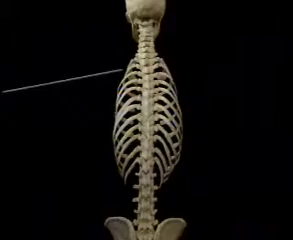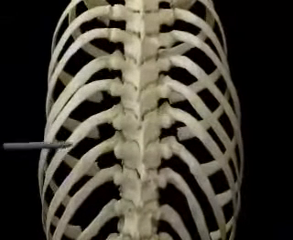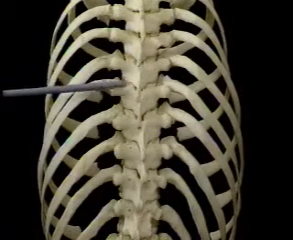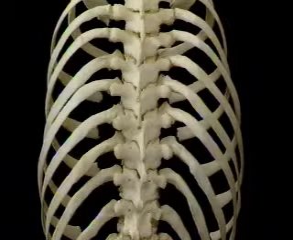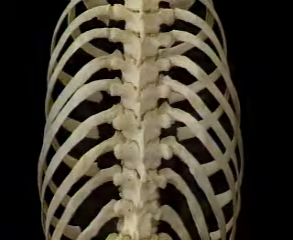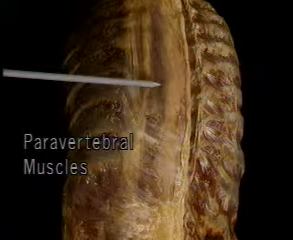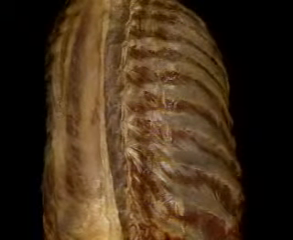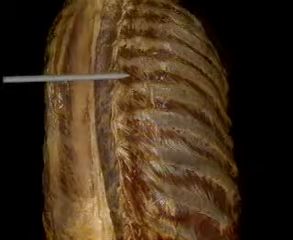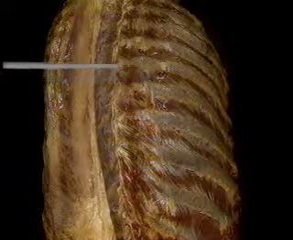Some in between are attached to the backs of the ribs, and many are attached to the transverse and spinous processes of the vertebrae. We'll build up our picture of these muscles from the inside to the outside. This is a dissection of the mid-thoracic region. On the left side, all the paravertebral muscles are in place, partly hidden beneath a covering layer of fascia. On the right side, all the paravertebral muscles have been removed.